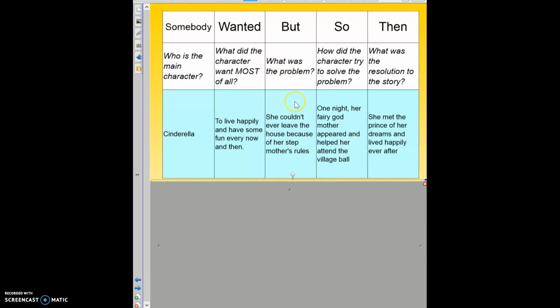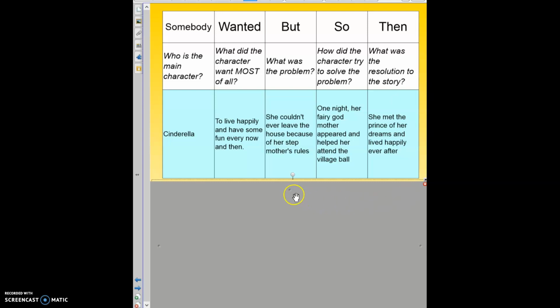But what was the problem? She could never leave the house because of her stepmother's rules. So, how did the character try to solve the problem? Well, one night her fairy godmother appeared and helped her attend the village ball. Then, how did the story end? Well, she met the prince of her dreams, and she lived happily ever after.